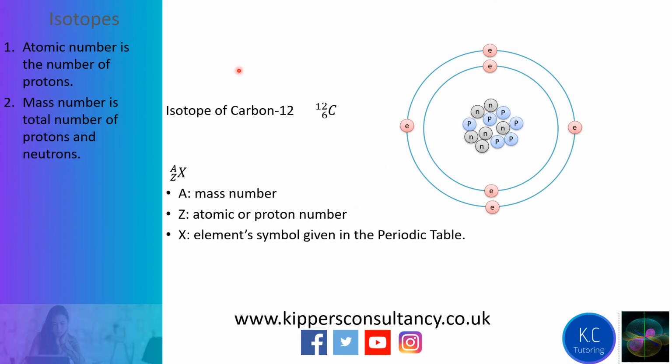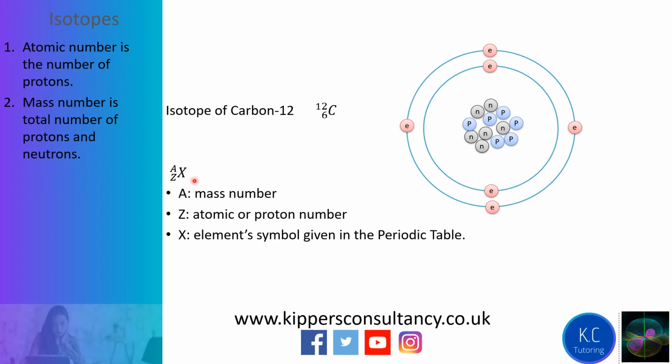Okay, let's now look at isotopes. Here we have our diagram of the atom again, and this isotope is called carbon 12. Why is it called carbon 12? As we've already discussed, this atom contains 6 protons. Therefore, because it has 6 protons, it is carbon, but it also has 6 neutrons. So 6 protons plus 6 neutrons, 6 plus 6 is 12. So this atom has a mass number of 12. We can also write carbon 12 in this format here, 12C6.